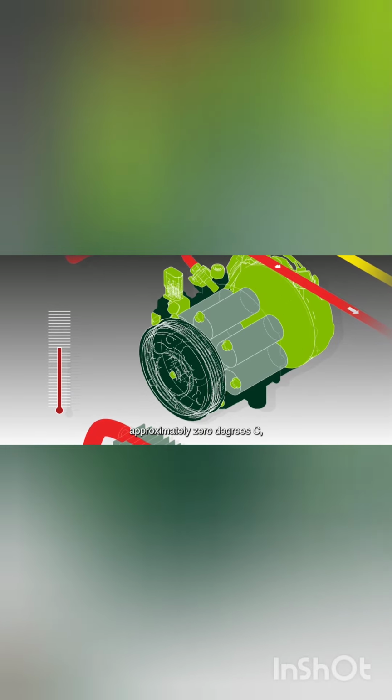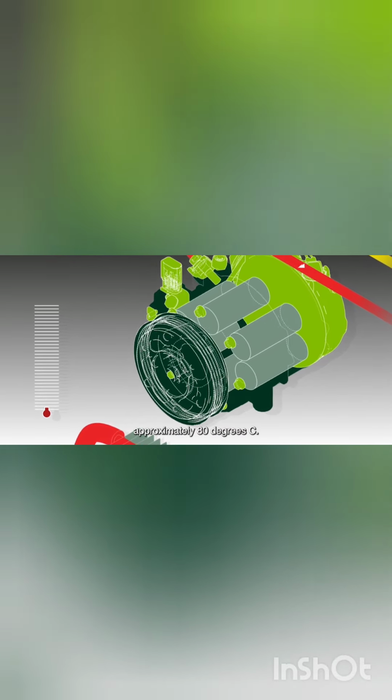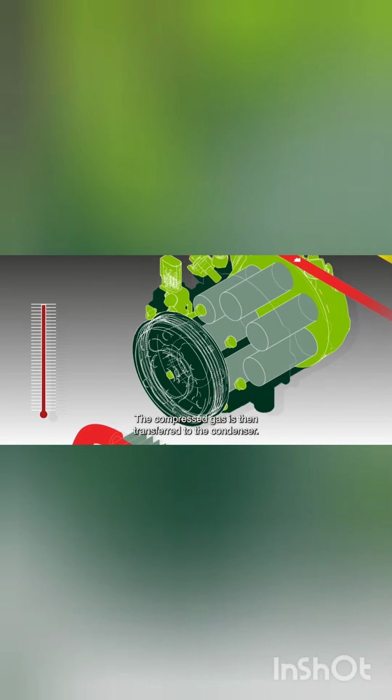The circuit starts at the compressor. It absorbs the gaseous refrigerant with a low pressure, 1 to 2 bar, and low temperature, approximately 0 degrees C, and compresses it to a gas with a high pressure, approximately 15 bar, and high temperature, approximately 80 degrees C. The compressed gas is then transferred to the condenser.